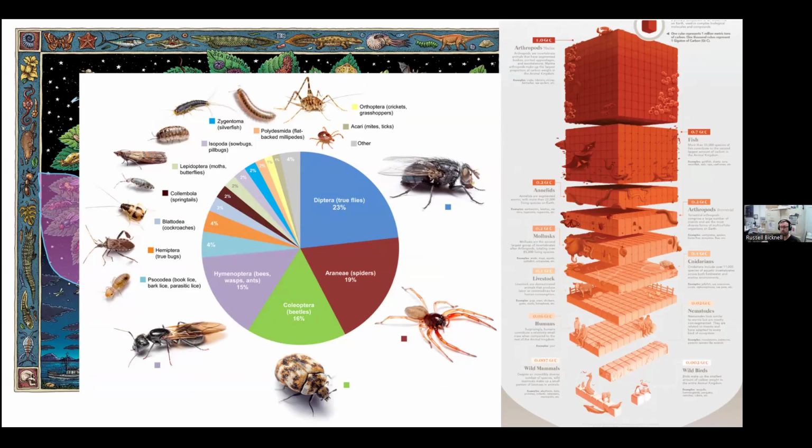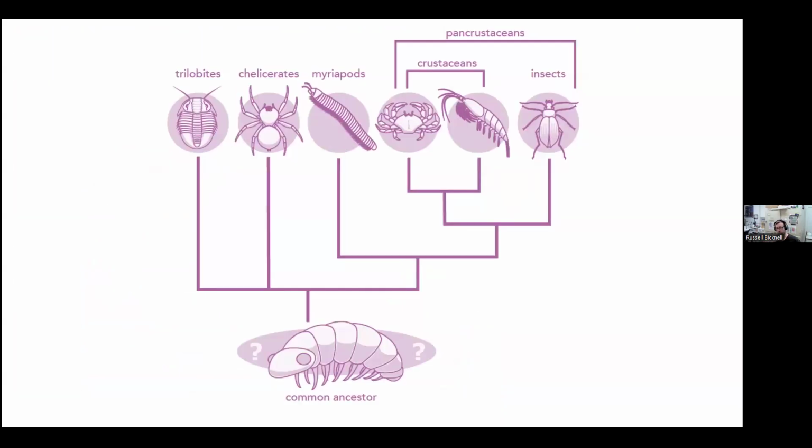But I think it's important that we talk about what an arthropod is. Arthropods, as I'm sure you all know, are animals that have exoskeletons and jointed legs. Arthropods have a very interesting evolutionary history. This is a very simplified phylogeny, what we call a family tree, of arthropods. We're going to start down here at what's considered the common ancestor for all of these larger groups.